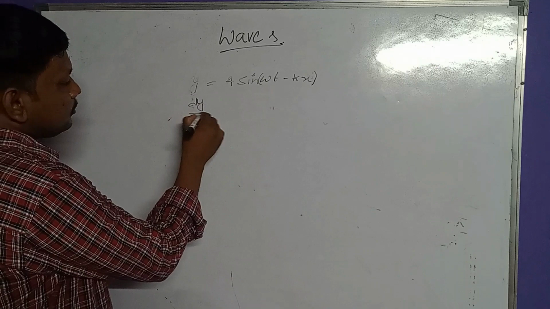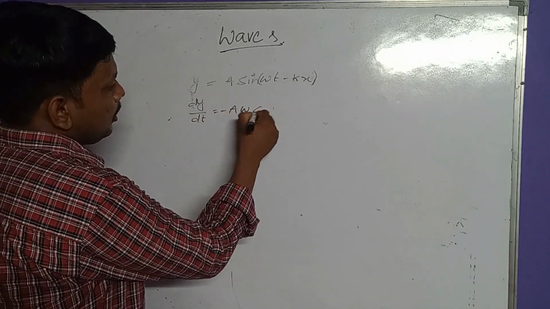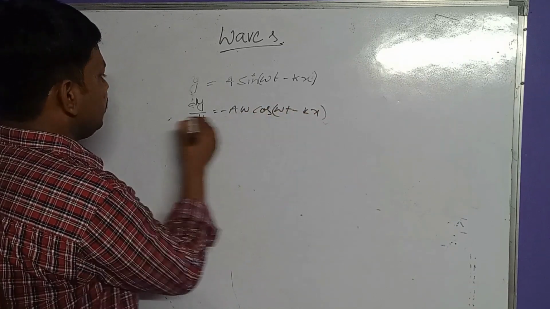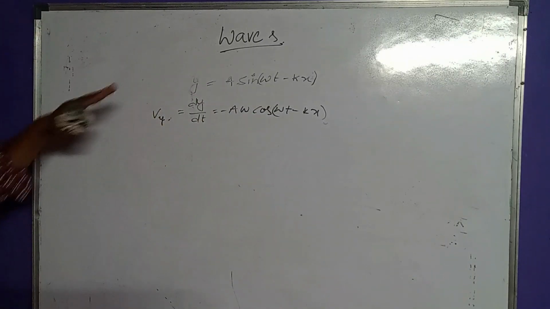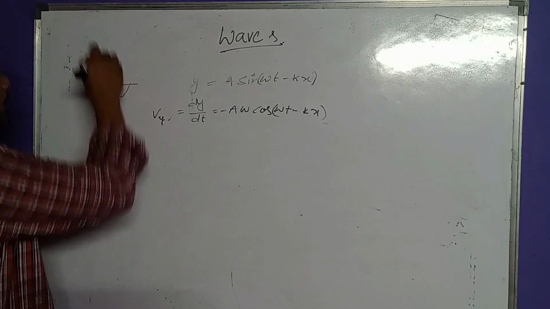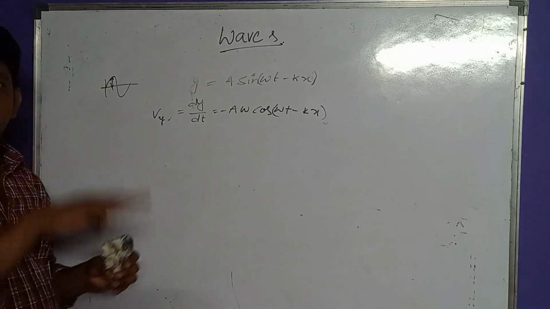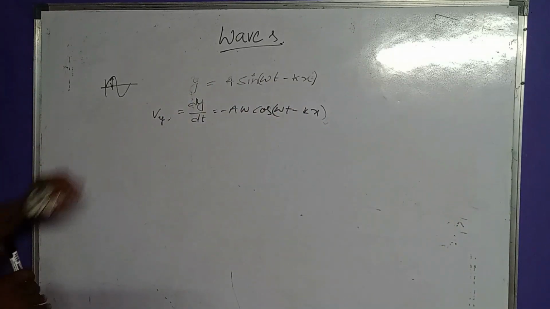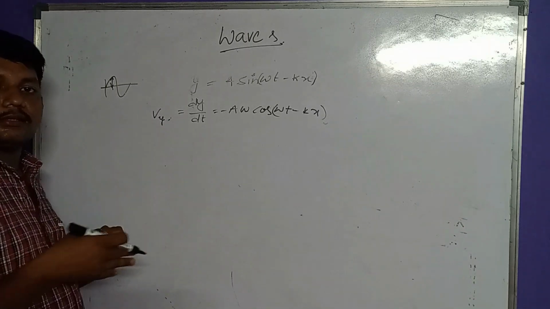If we take the derivative with respect to time, dy by dt is equal to a omega cos(omega t minus kx). This is the velocity of the particle in y direction. That means the particle is oscillating about its mean position, right? But energy is traveling in x direction, and the velocity of the particle in x direction is 0.